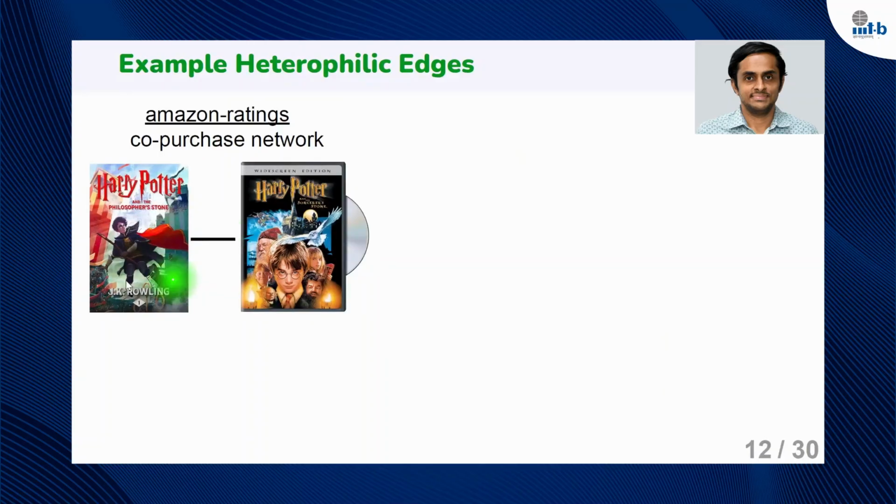So this is a book of Harry Potter. This is a DVD of Harry Potter. Now we are interested in predicting the labels, predicting the ratings. This book got 5 stars on Amazon, whereas the DVD got only 4 stars. So they are different. It's a heterophilic edge because they have different ratings.